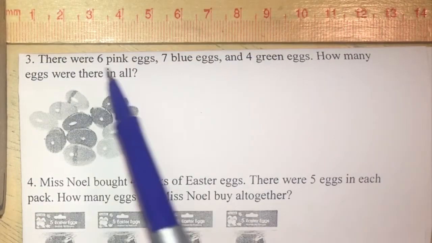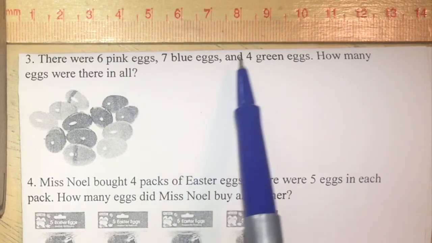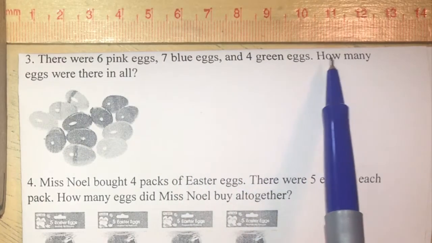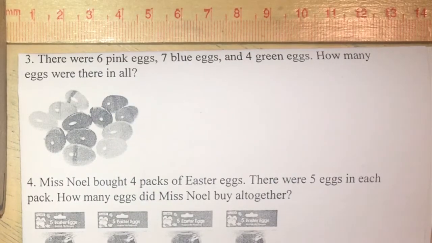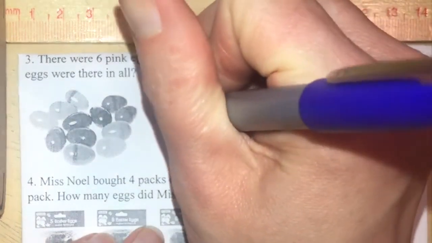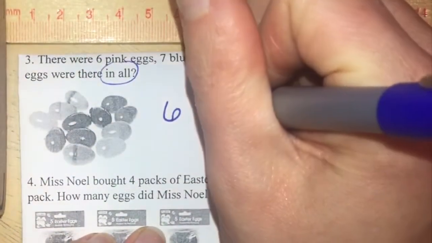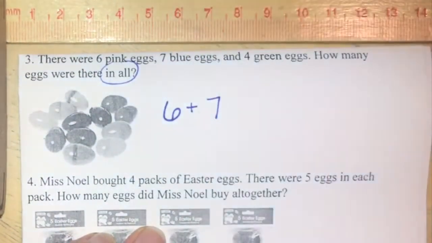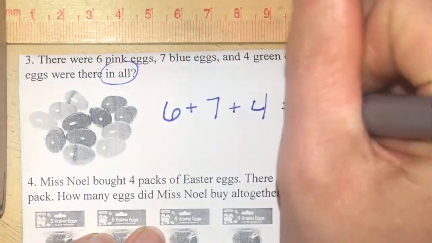Problem number 3 says, there were 6 pink eggs, 7 blue eggs, and 4 green eggs. How many eggs were there in all? So I'm going to use a math sentence to solve this. You could also draw yourself a picture. I'm going to write out the 6 pink eggs. Keywords in all tell me to add. So I'll add the 7 blue eggs as well as the 4 green eggs.